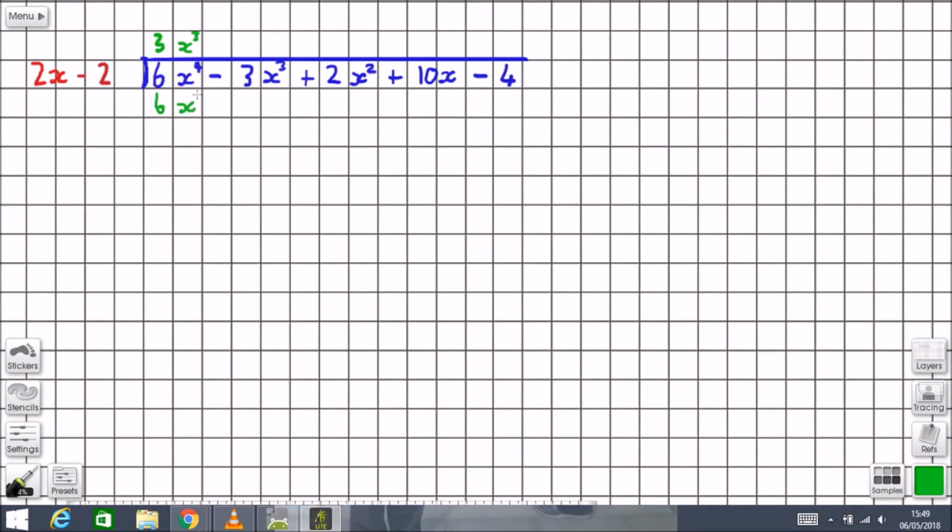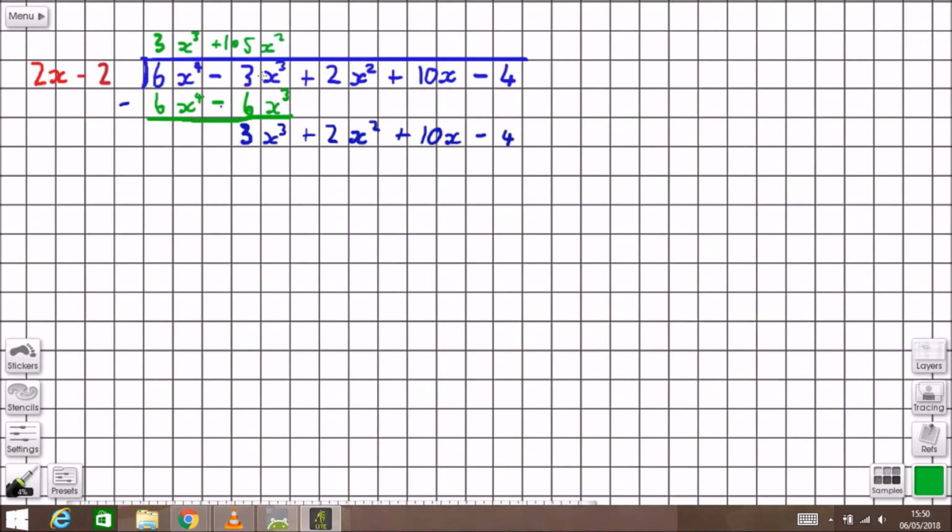I'll multiply that by this red term to see what we have divided out. 3x cubed times negative 2 is negative 6x cubed. I'll subtract this from our blue polynomial, and the remainder so far will be negative 3 minus negative 6, which is positive 3x cubed. Bring down the x squared term, bring down the linear term, and bring down the constant negative 4. And repeat. How many times do I have to multiply 2x to get 3x cubed? Well, it's going to be 1.5x squared.